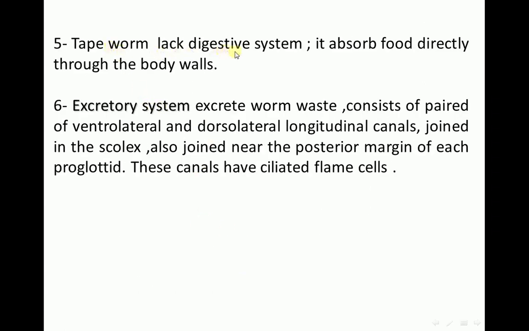Tapeworms lack a digestive system. They absorb food directly through the body walls.